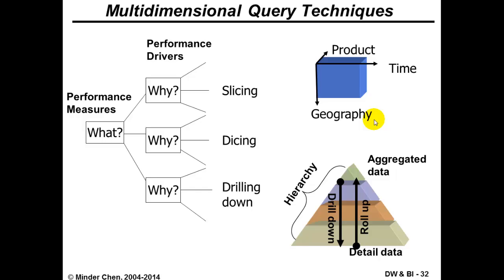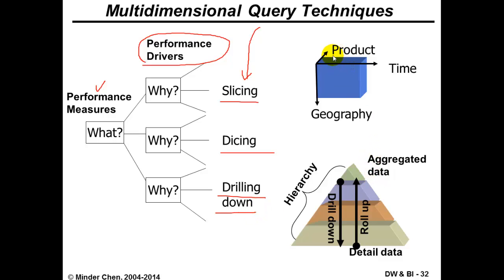So how do we use this type of multi-dimensional cube in terms of querying it? First of all, we start with the performance measure, which addresses the question what. Then we need to look at the performance drivers, which are the different dimensions, to help us answer the question why. The query operations include slicing, dicing, drill down, and roll up.